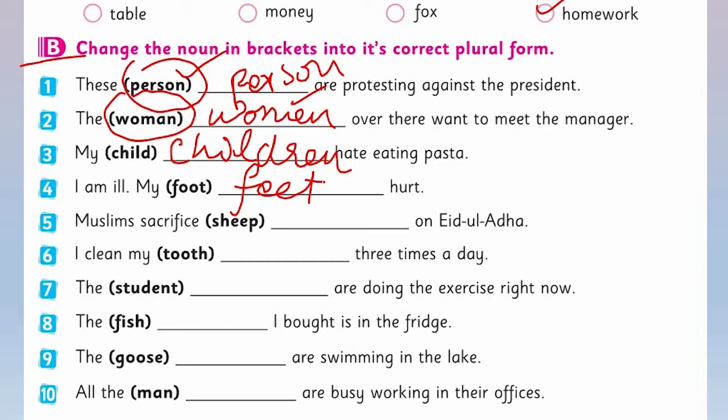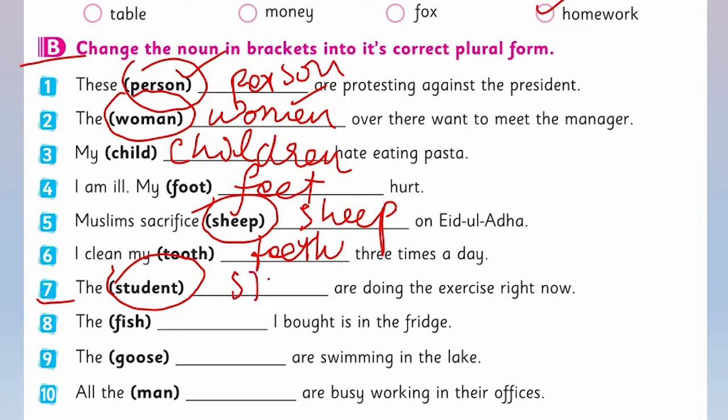Look at the fifth one. Muslims sacrifice sheep on Eid al-Adha. Yes, sheep is an irregular noun, so it cannot be changed. I clean my tooth 3 times a day. Here the plural form of tooth is teeth. Look at the seventh one. The students are doing the exercise right now. Here the plural form of students is students.